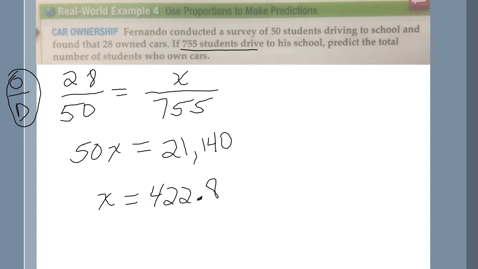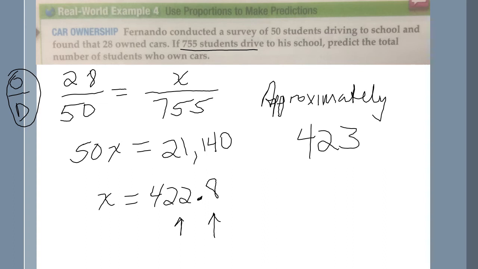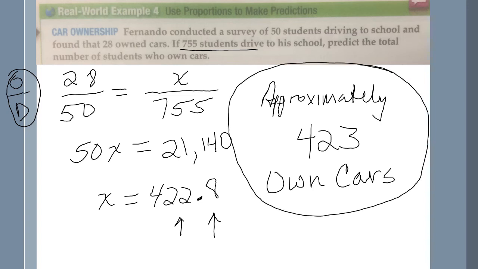422.8. Well, again, we can't have 0.8 of a human being. So we're going to round up to the ones place. So we would say approximately 423 owned cars. Okay. We want to do that because 422.8 people own cars, 0.8 of a person doesn't work.